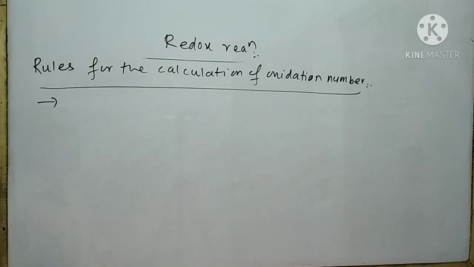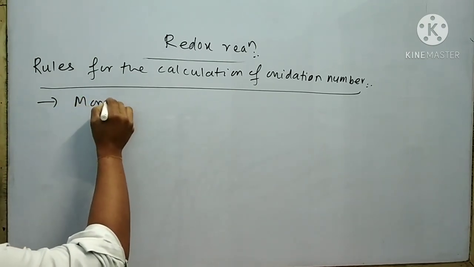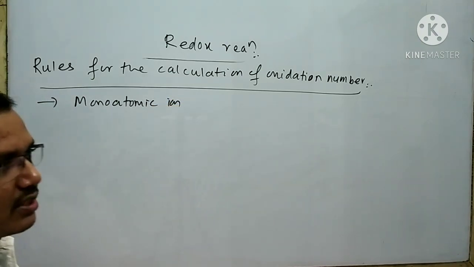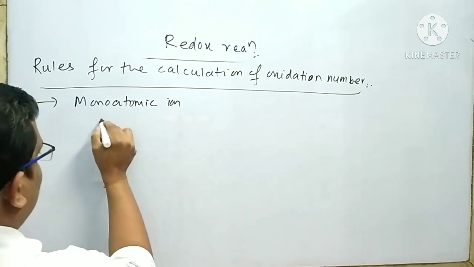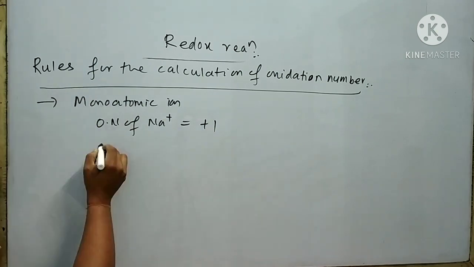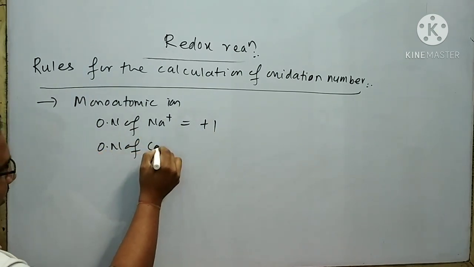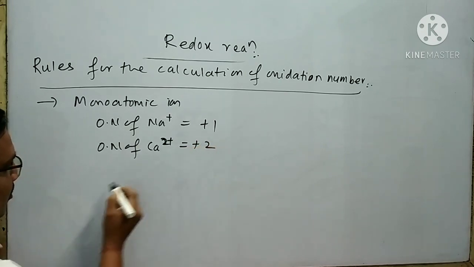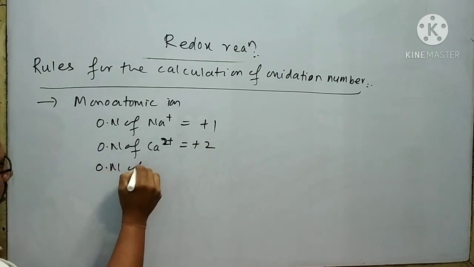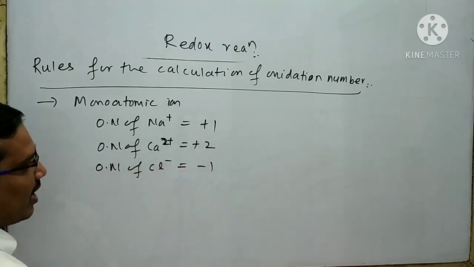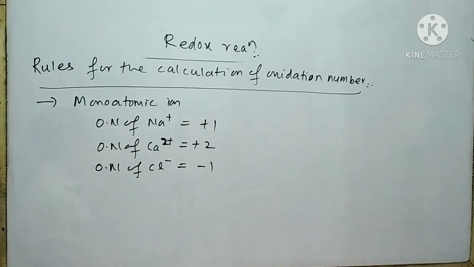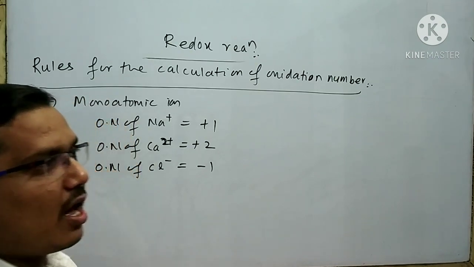Next rule: the oxidation number of a monoatomic ion is equal to the charge on the ion. For example, oxidation number of Na+ equal to +1. Similarly, oxidation number of Ca2+ equal to +2. Another example, oxidation number of Cl- ion equal to -1. That means the oxidation number of a monoatomic ion is equal to the charge on the ion.